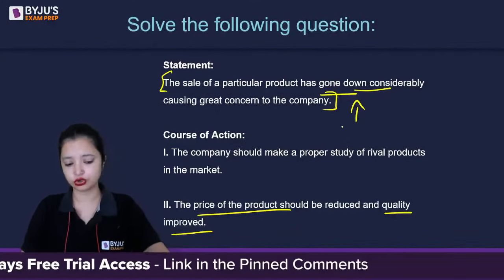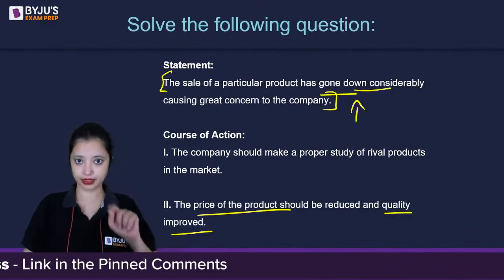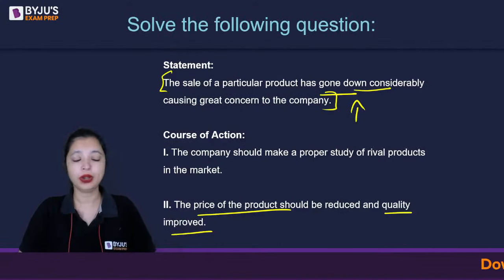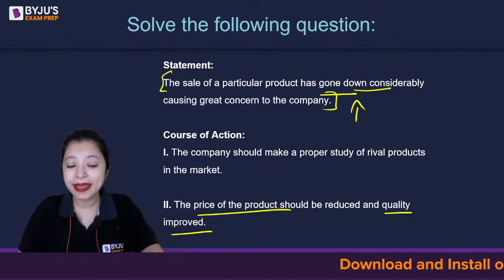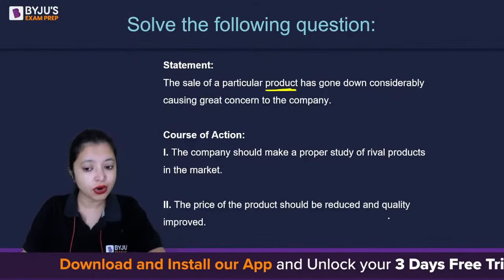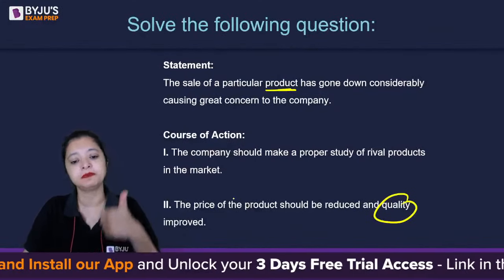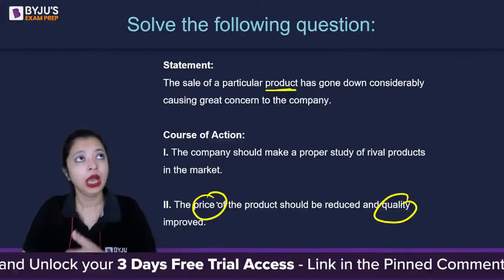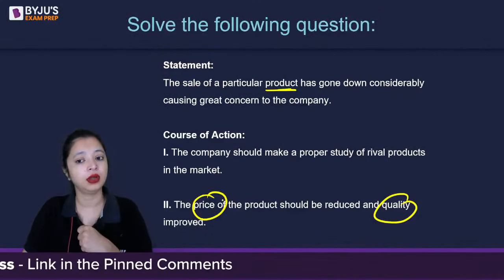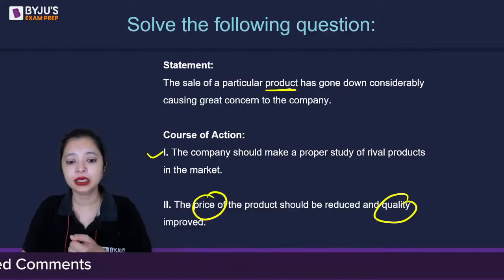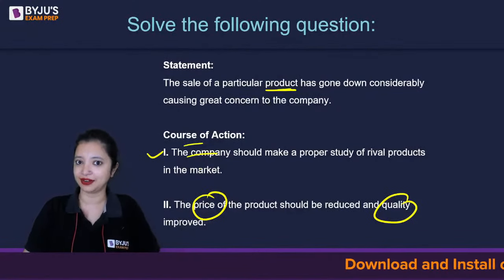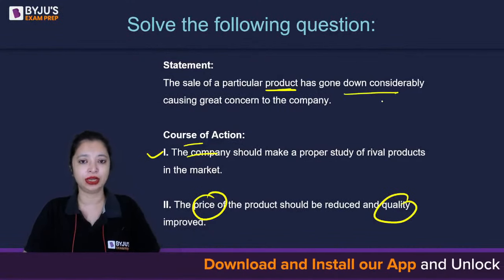Will it provide a solution to a problem? Think. No, it wouldn't. Option 2 will not follow, because maybe this particular product is already at its best quality, best pricing, and you cannot afford to reduce the price anymore. Or maybe the competitor is using a different promotional technique altogether, and that's why your sale is going down.